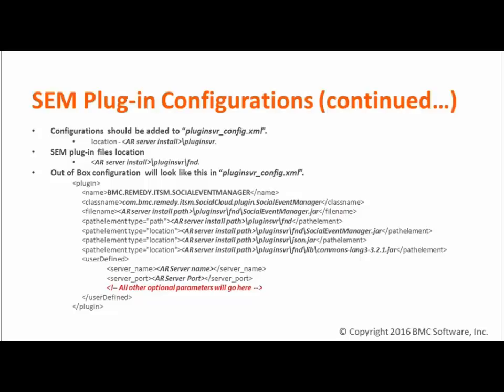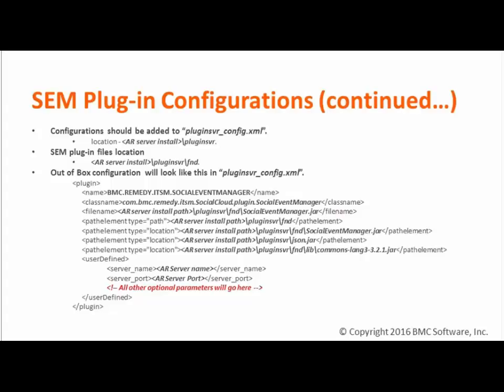So this is an example of how these configurations would look like. Now, where do these configurations fall in? Any plugins, they have to go into something called a plugin config.xml. It's located in the AR server install. Okay, it's part of the plugin server. All these plugins are part of the plugin server. Out of the box, this is where you will find it.